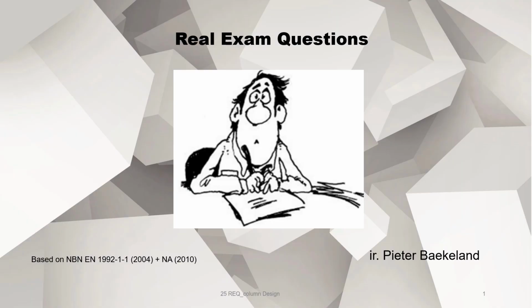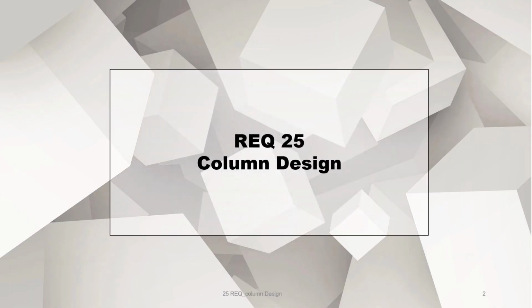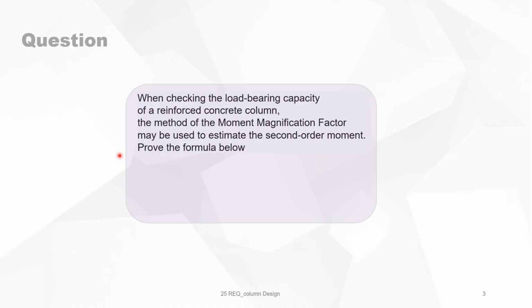Real exam questions. This is question 25 about the design of columns. When checking the load-bearing capacity of a reinforced concrete column, the method of moment magnification factor may be used to estimate the second-order moment. Prove the formula below.